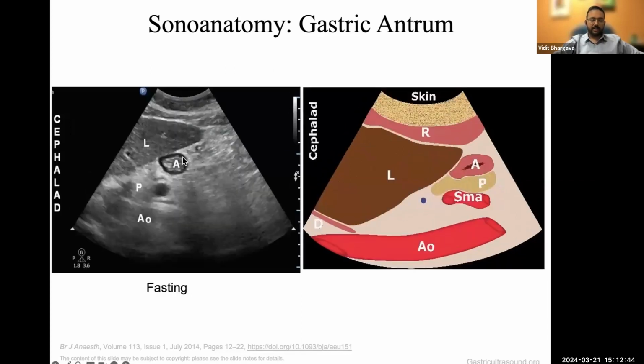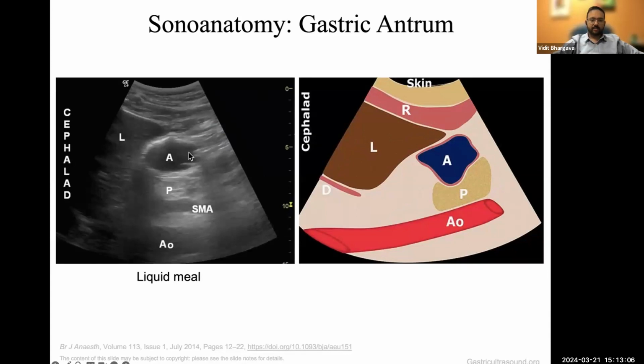Generally, when the stomach is completely empty, you can see it completely collapsed and the anterior and the posterior walls are quite distinct. So that's helpful to make the distinction. It is the easiest to see the stomach when the patient is actually NPO and has almost no distending volume.